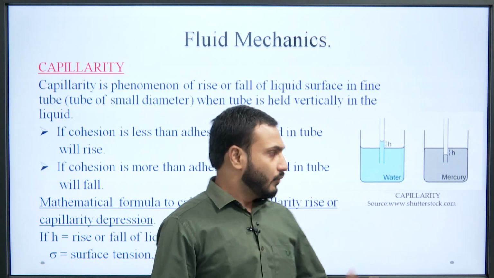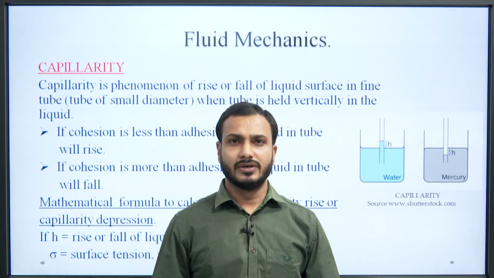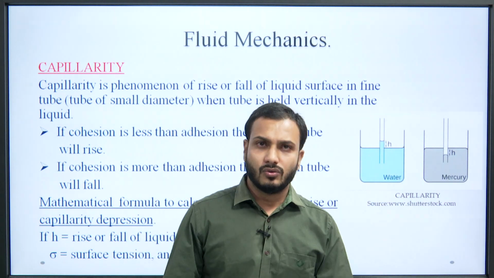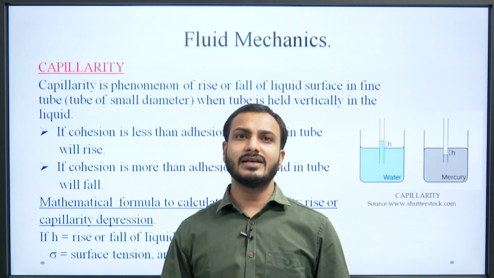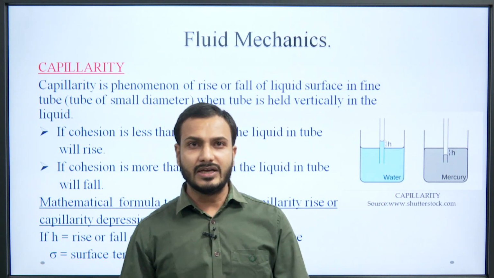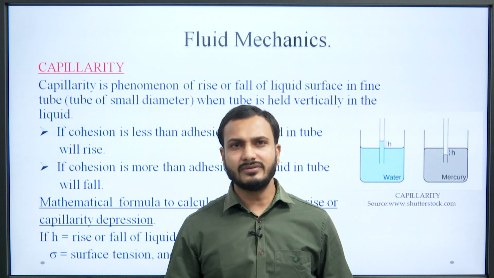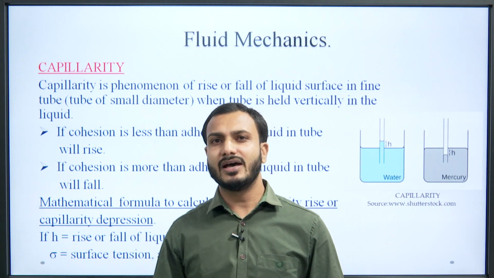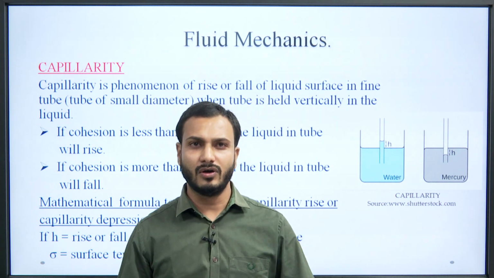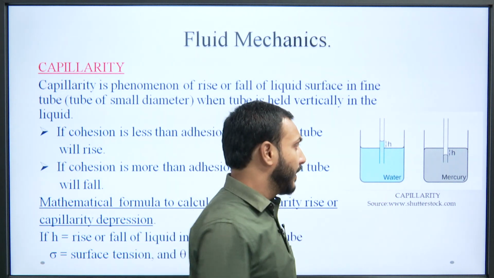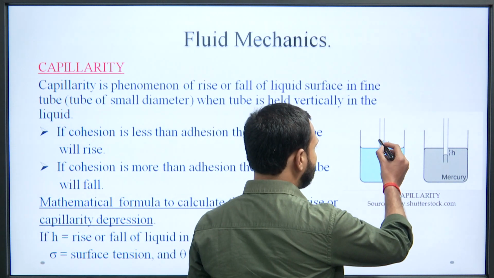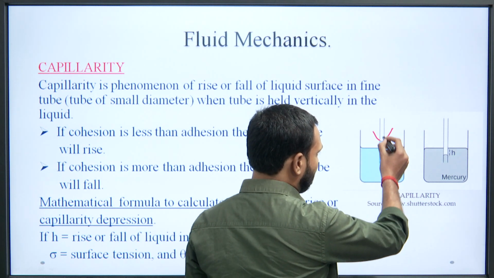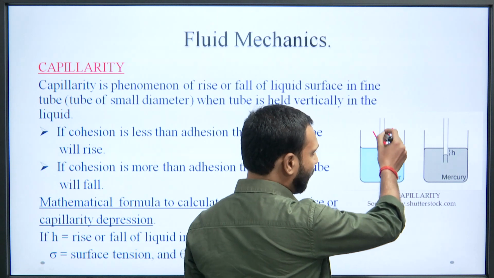Now we have to understand in what situation this rise occurs and when it falls. If cohesion is less than adhesion, the liquid in the tube will rise, and vice versa. If cohesion is more than adhesion, meaning the cohesive force is greater than the adhesive force, then the liquid in the tube will fall. Let us understand why it happens. Here the adhesive force is larger than the cohesive force, meaning this fluid tends to stick to the wall of the tube.